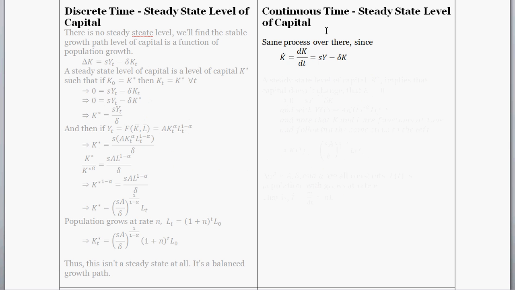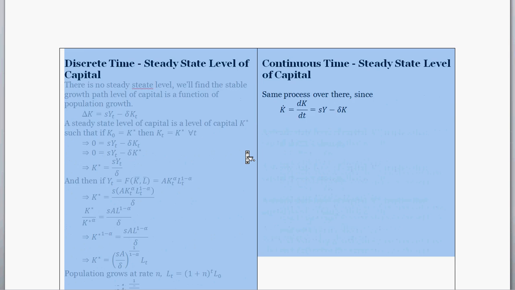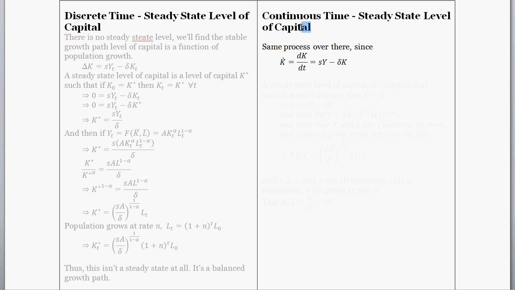Next up, we're going to find the steady state level of capital. I'm going to do this in continuous time. I have the steps over here to do it in discrete time if you want to see. It gets a little clumsy looking, so keep with the continuous time approach because things look cleaner that way. So how do we find the steady state level of capital? Well, first off, we're going to find that it's not a steady state. It's actually something that grows. But in general, if there was a steady state, how would you find it?